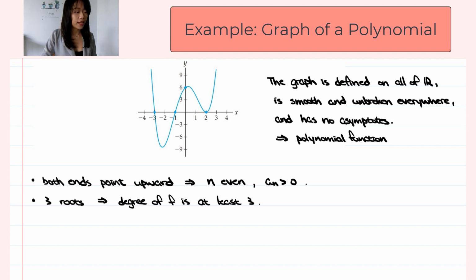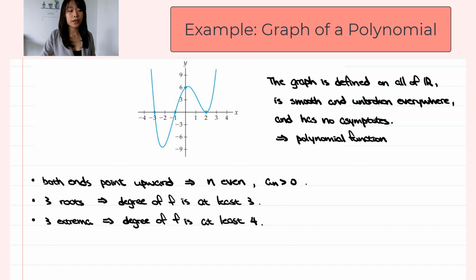Then, the graph has 3 local extrema, 3 turning points, which means the degree of f is at least 4. Because remember from the theorem, a polynomial function of degree n has at most n-1 local extrema. So if we have 3 extrema, that means the degree is at least 4. We can also get that from the first 2 points. The second point says the degree of f is at least 3. But from the first point, we know that n has to be even, and the smallest even number above 3 is 4. So the degree of f is at least 4.